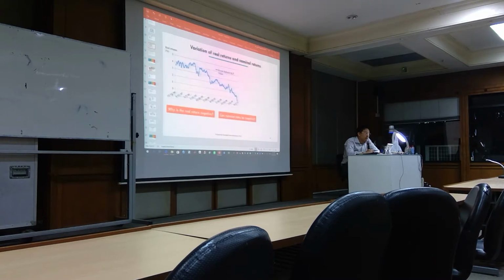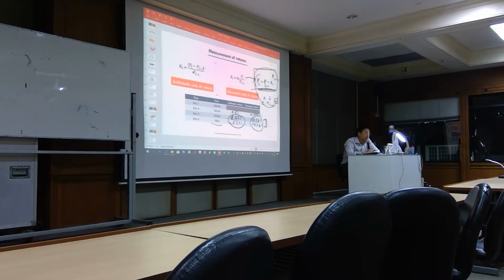Therefore, the main reason that academics like to calculate geometric return is that when they calculate geometric return, they need to assume that the interest rate is a continuous rate, or continuous compounding. Continuous rate is the interest rate that you charge every second. That is why we have geometric rate of return.